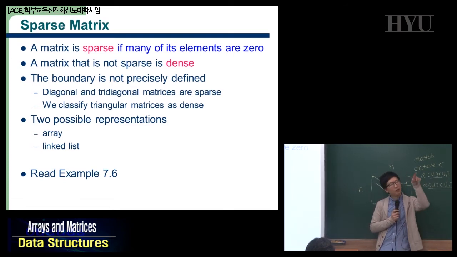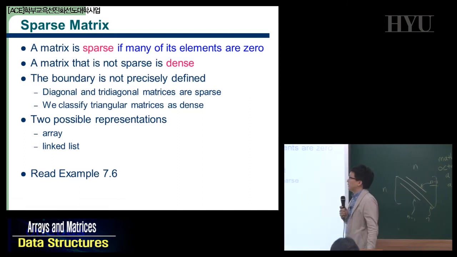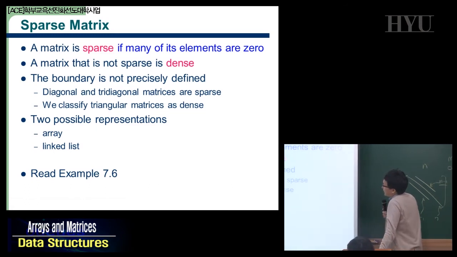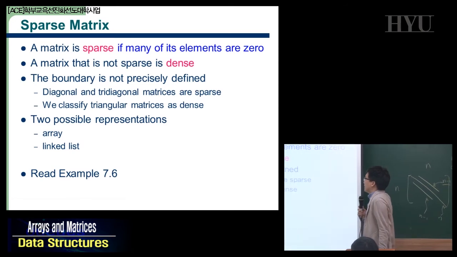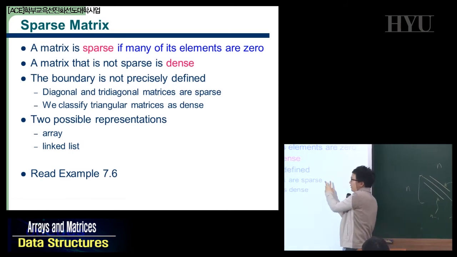I cannot find the pattern, maybe. I cannot draw a line within the matrix, saying maybe above this bound there are no values. It's hard to say in those matrices. The boundary is not precisely defined. Diagonal and tri-diagonal matrices are sparse. We classify a triangular matrix as dense. For these two, it's okay, I don't care too much.